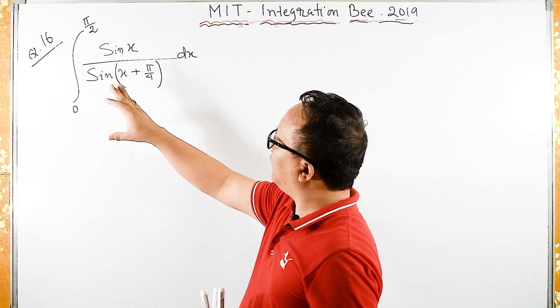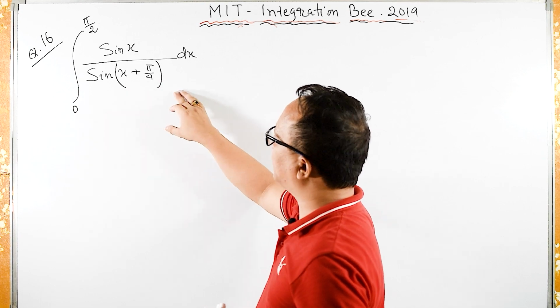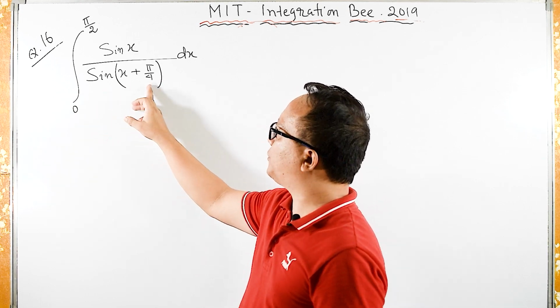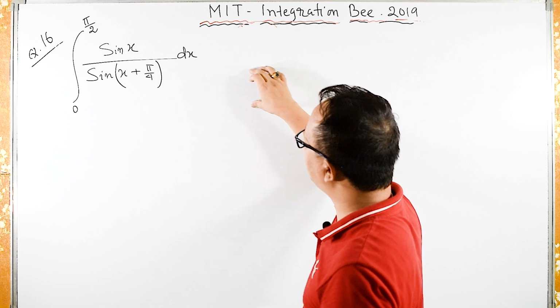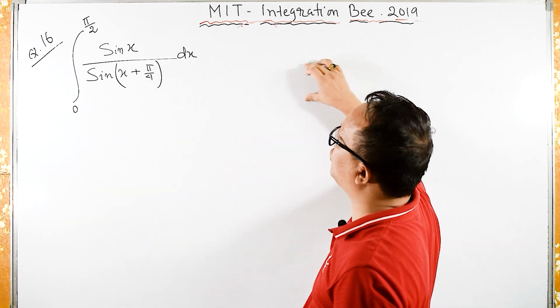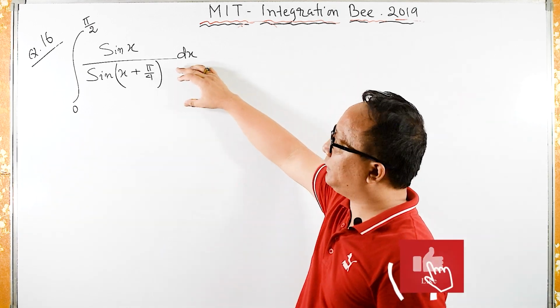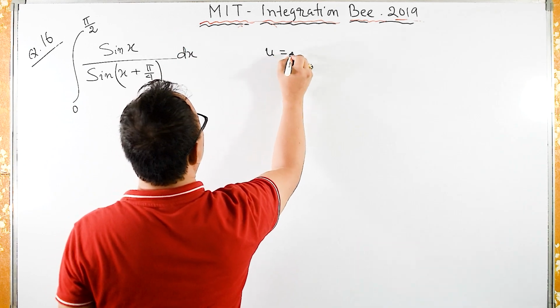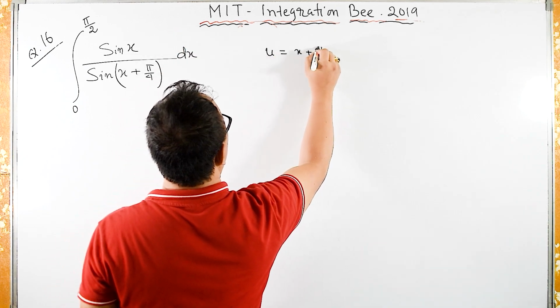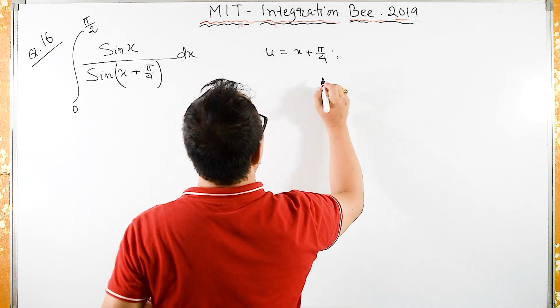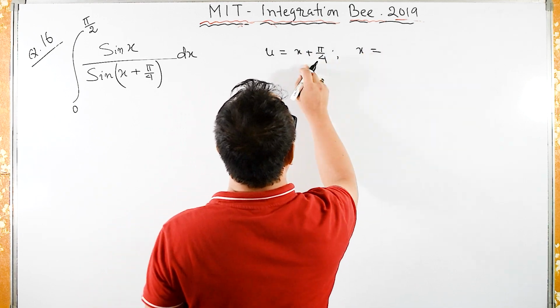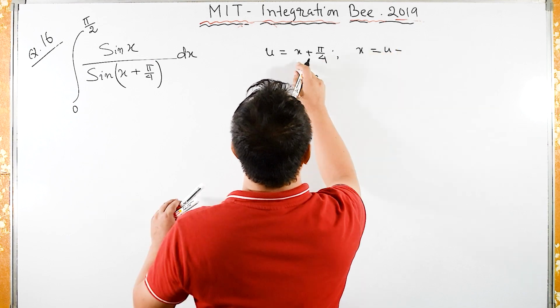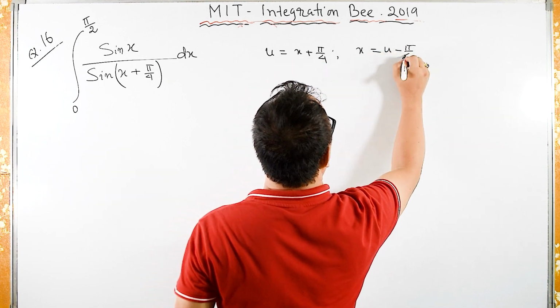Look at this integral. In the denominator we have a large sum. A large sum means it is of the form a plus b. So if you expand this, the denominator will become large over here. So what I will do is a substitution, and I will try to exchange u equals x plus pi by 4. Then what is my x? x equals u minus pi by 4.